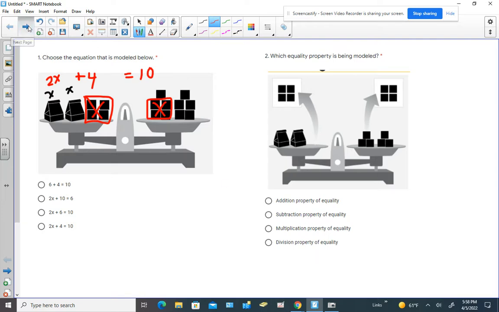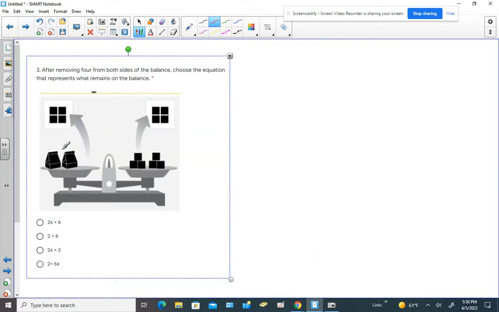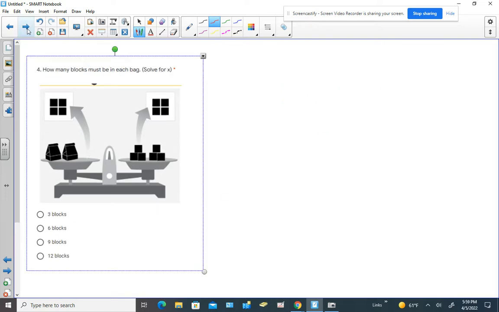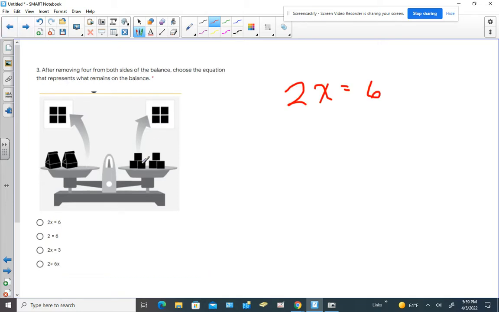Let's look at question 3. Now question 3, if we look at what we have left, we have 2x equaling 1, 2, 3, 4, 5, 6. So which one matches that? When we look at number 4, they're asking us to solve. This is the same thing that we were just looking at for number 3, only now we have to solve.